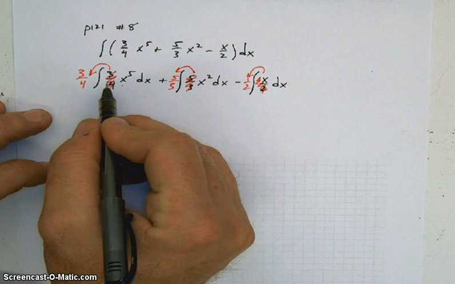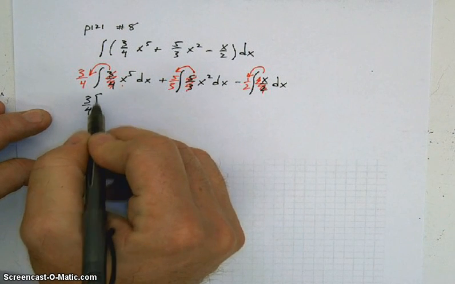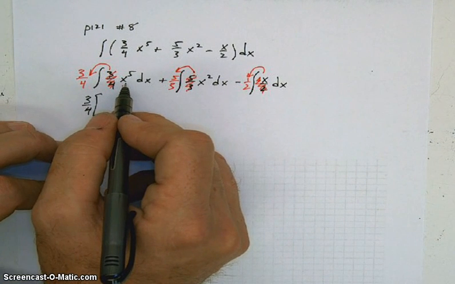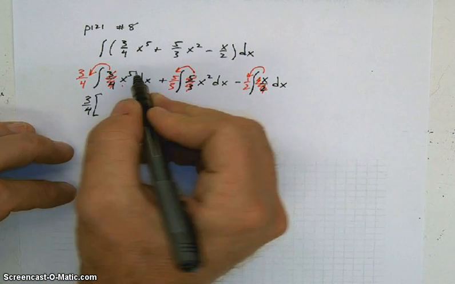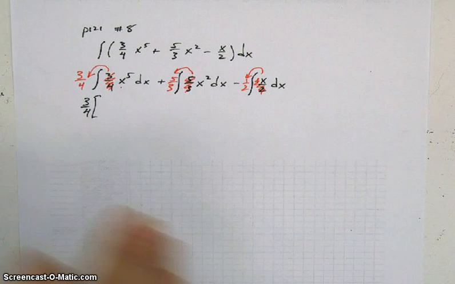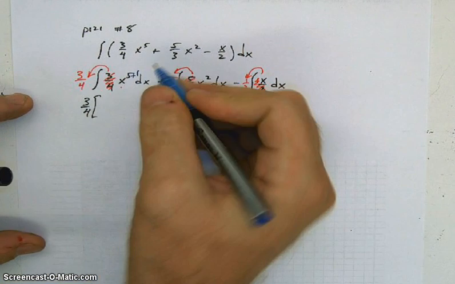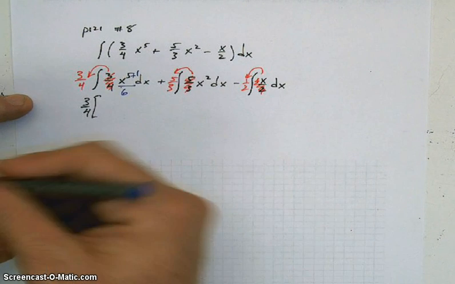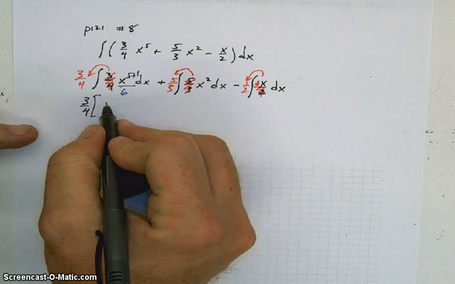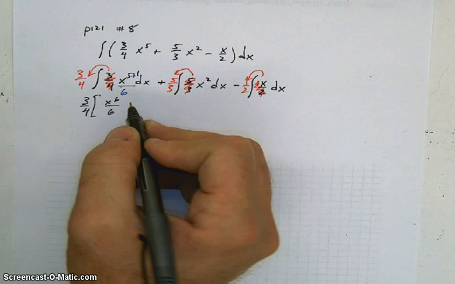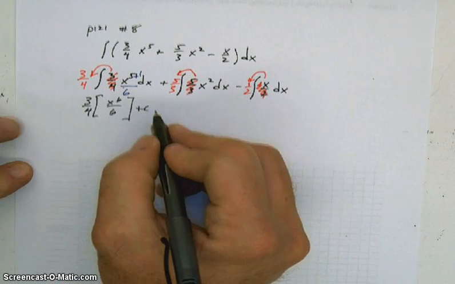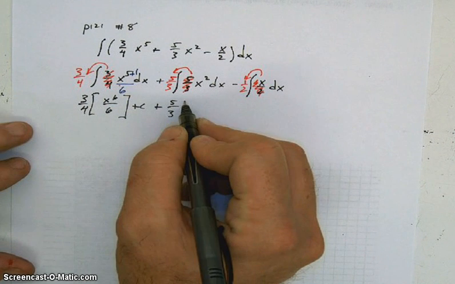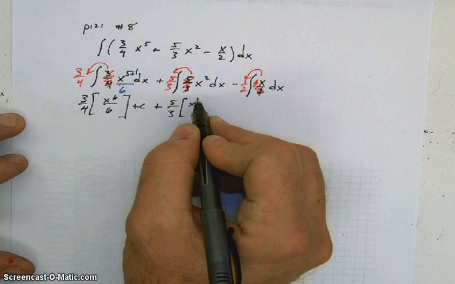All right, so here we go. We have this 3/4, which is a constant. We'll multiply that times the antiderivative when we're all done. Find the antiderivative of x to the 5th. The power rule says what we should do is add 1 to the power, the opposite of finding derivatives. Add 1 to the power and divide by the new power. 5 plus 1 is 6. And so here we'll get x to the 6th over 6 plus a constant, plus 5/3 times the antiderivative of x squared, which is x to the 3rd over 3.